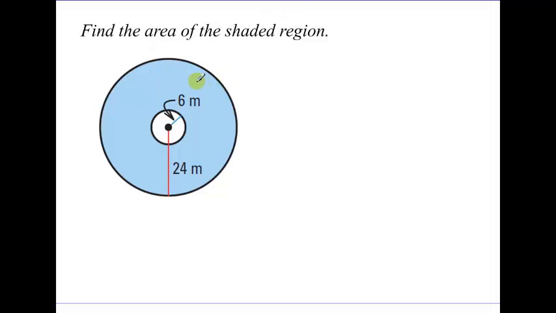So let's take the area of the big circle would be pi times its radius squared, and the radius of our big circle is 24 meters, it looks like. So, and squaring that out, that's 576 square meters. That's the area of the big circle.